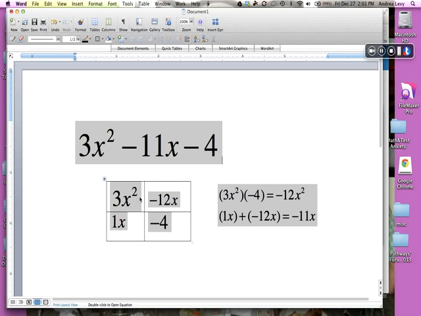So now I have a 3x squared in the top left. In the top right, I have a negative 12x, bottom left, 1x, and bottom right, negative 4. Now I need to factor these. And I'm going to look straight across the top row, and I'm going to look at how 3 and negative 12 are related to each other. If I factor out a 3, that will work, and I can also factor out an x. So I'm going to do that first.